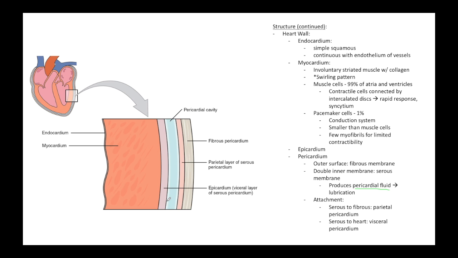And then as far as attachment of this pericardium to the remaining surfaces between the serous layer and the fibrous pericardium, we have a parietal pericardium, so that's our parietal layer there. And then between the serous layer attaching to the rest of the heart, we have what we call the visceral layer. Are we good so far?